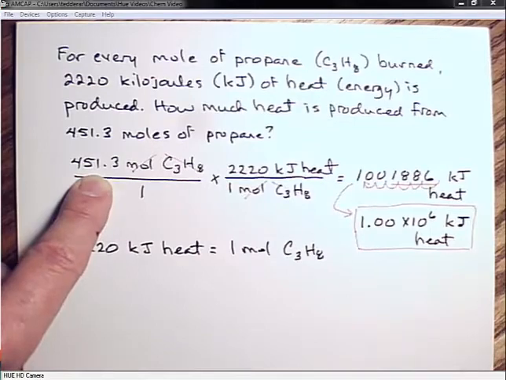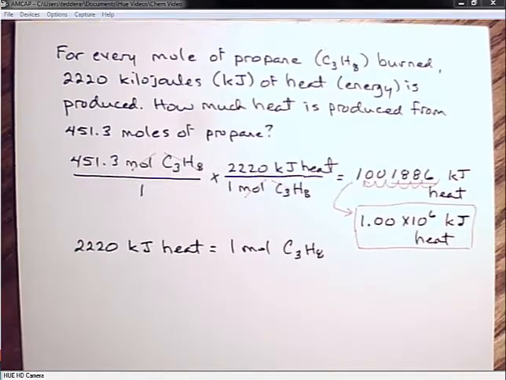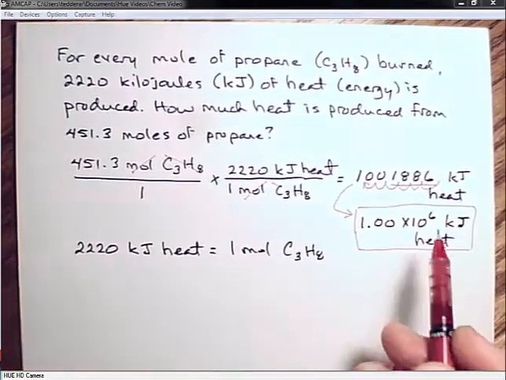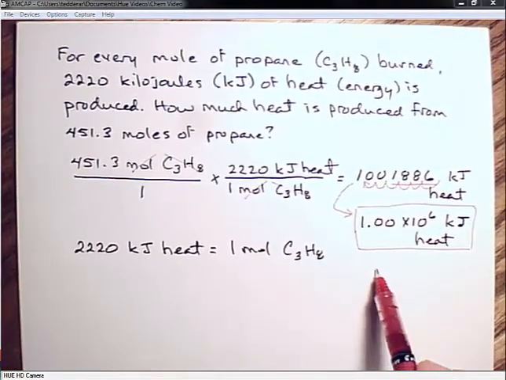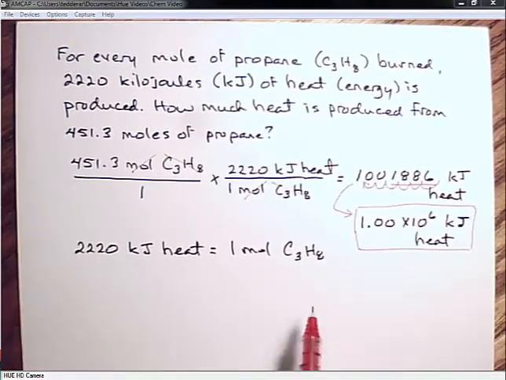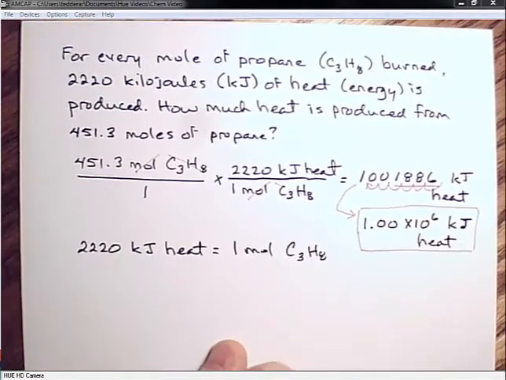And there's our answer. So I've combined a lot of things in this one problem. Dimensional analysis, rounding properly, keeping up with units and species, and scientific notation. Okay?